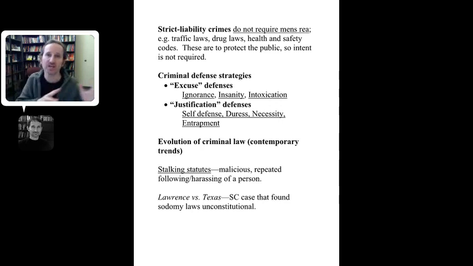But each state had its own laws, some of which were very much against sodomy. Now there was a blanket ruling at the federal level that said these laws are unconstitutional. So suddenly a whole type of crime was eliminated and gotten rid of.